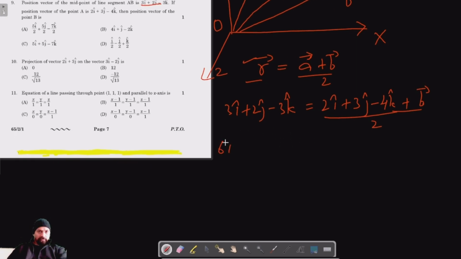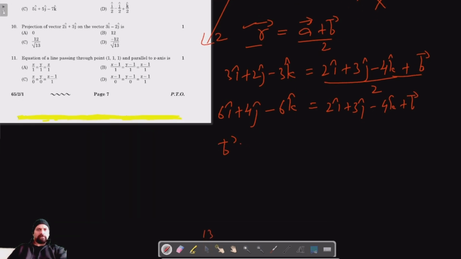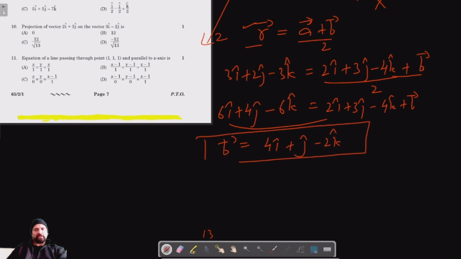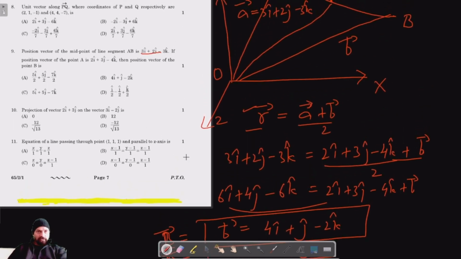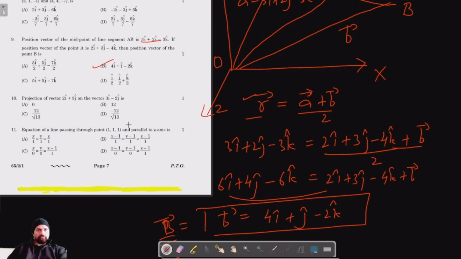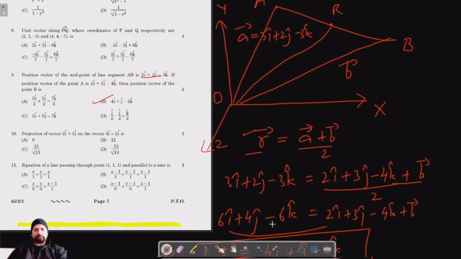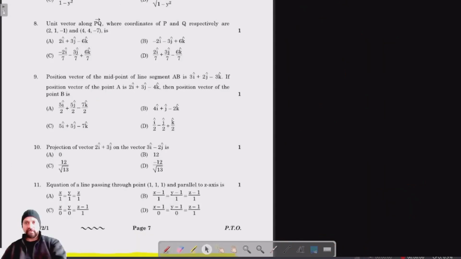This is now 6i cap plus 4j cap minus 6k cap, equal to 2i cap plus 3j cap minus 4k cap plus B vector. The B vector is now 6 minus 2 is 4i cap, 4 minus 3 is j cap, and minus 6 plus 4 is minus 2k cap. So this is the position vector of point B, which is 4i plus j minus 2k cap. Let's move on to question number 10.